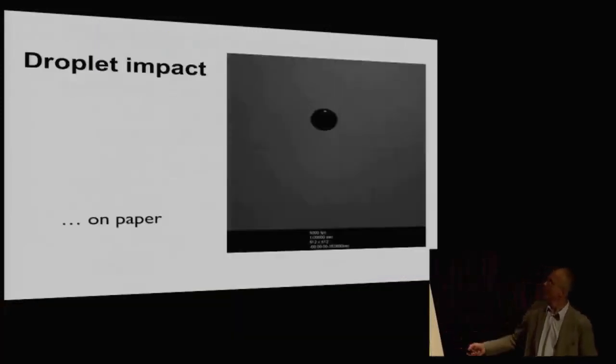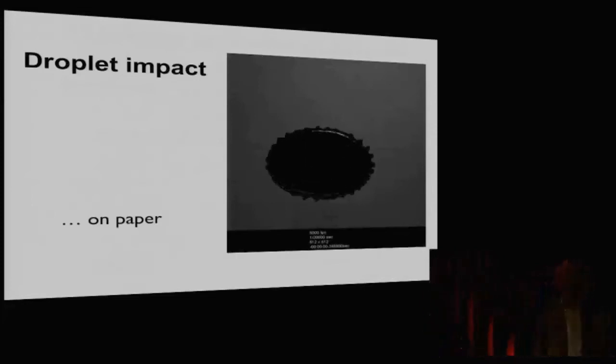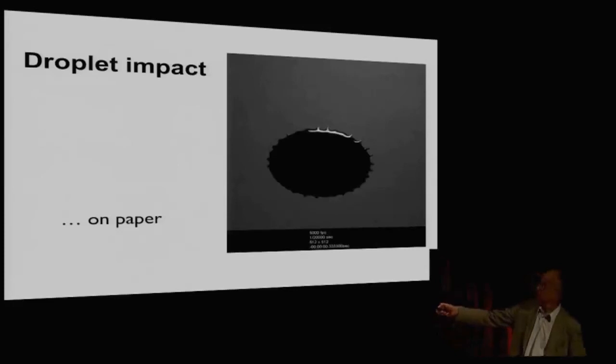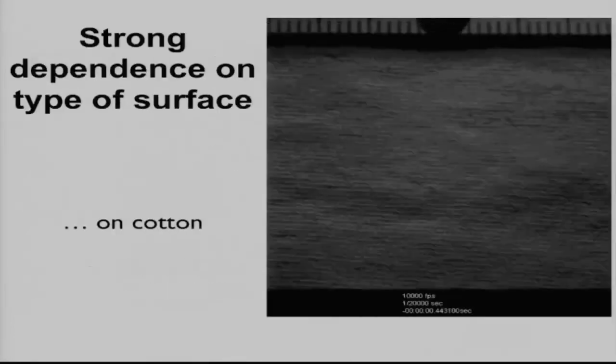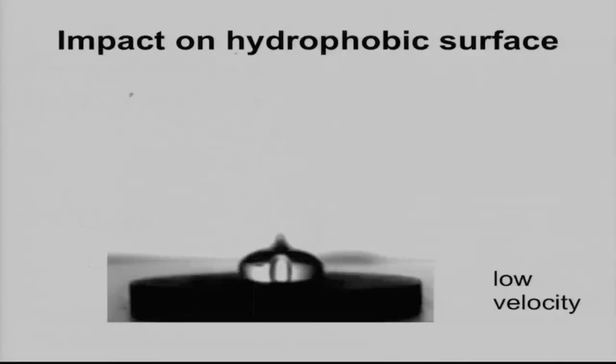So, let's come to impact. At impact, droplets also play a role. What you see here is the impact of a drop on paper. It leaves a certain pattern. Once we go to another surface, on cotton, you see that the splash pattern is very different.